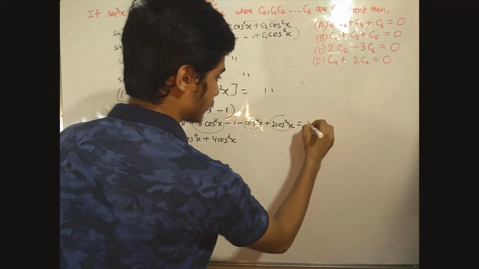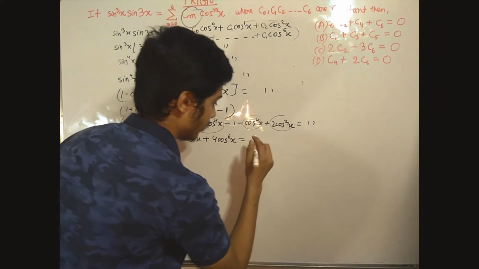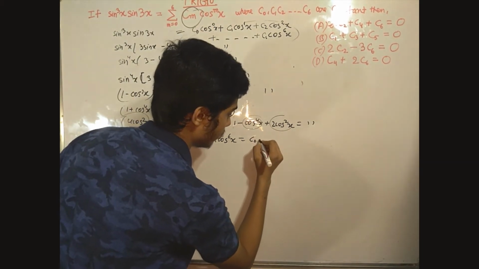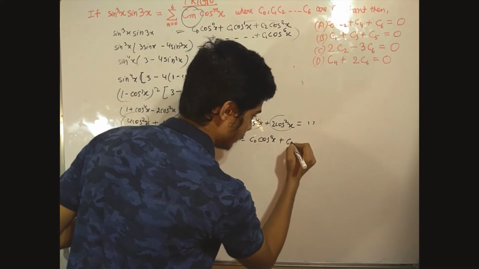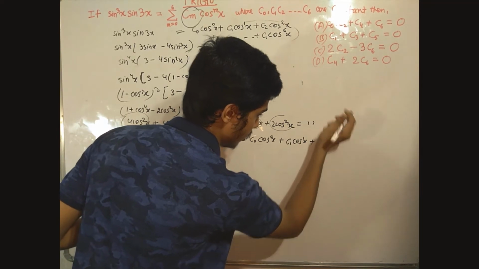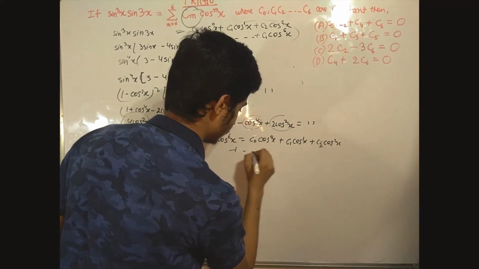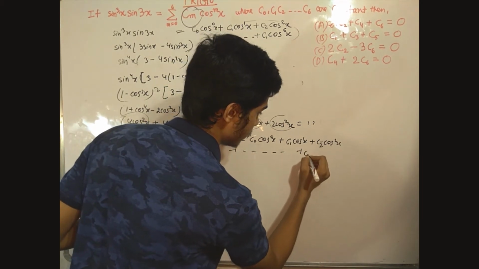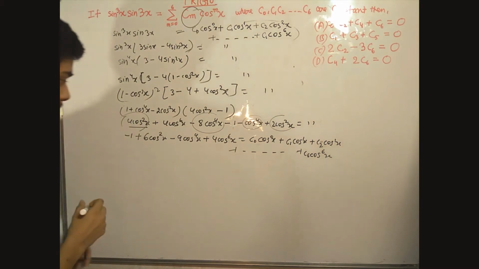We'll write this step again. C0 cos to the power 0x plus C1 cos to the power 1x plus C2 cos to the power 2x plus, in this way, plus C6 cos to the power 6x.